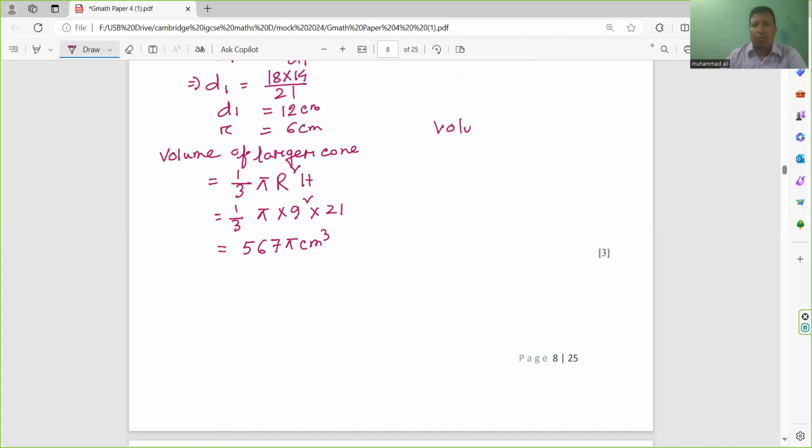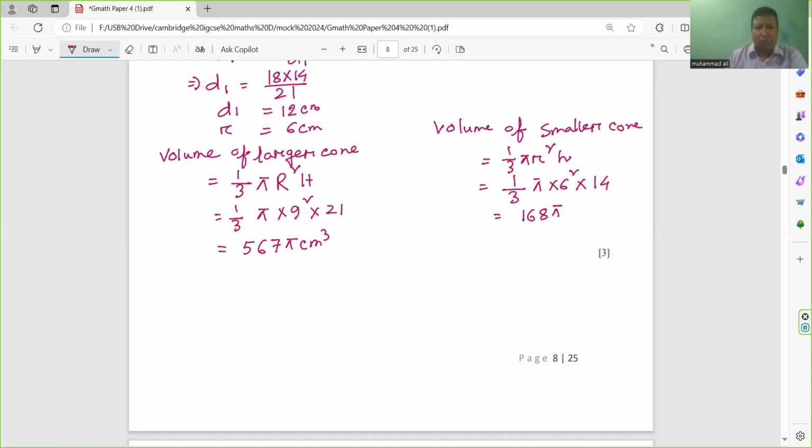Now, volume of the smaller cone. It's also 1 by 3 pi small r square h. So 1 by 3 pi, r equals here 6, so 6 square, h equals 14. After calculation, we'll get 168 pi. So how is the volume of the solid formed? From the volume of the larger, when you subtract the volume of the smaller, the solid is formed.